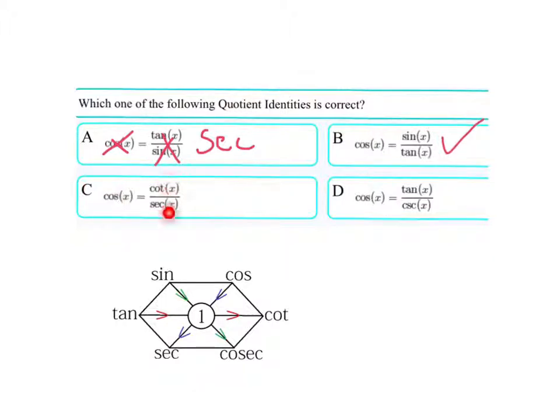Cosine is cotangent over secant. Cosine is cotangent over, no, we just skipped one. Bad choice. And tangent divided by cosecant. Tangent divided by way over here cosecant. You can't do that. That's not it either.